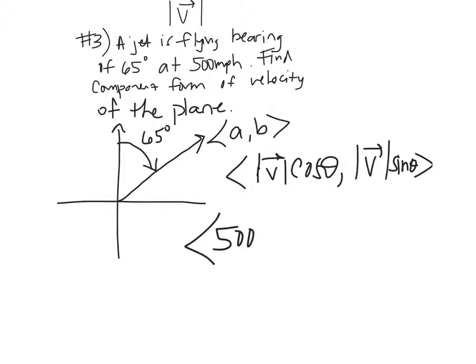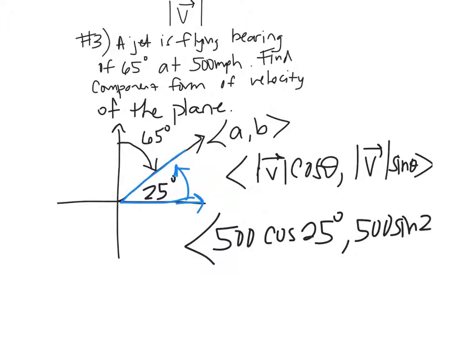So I'm going to do 500 times the cosine of what? 65. Yes, 90 minus 65, which is 25 degrees. I need the directional angle instead of the bearing angle to do these problems, okay? That's the trickiest part. So I would do cosine of 25 degrees, and then 500 sine of 25 degrees.